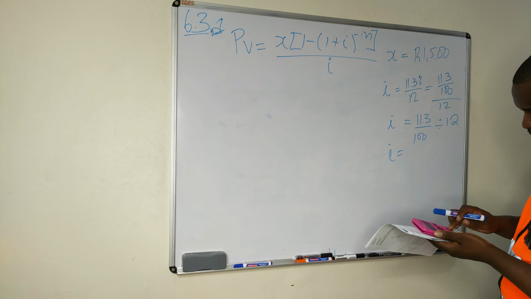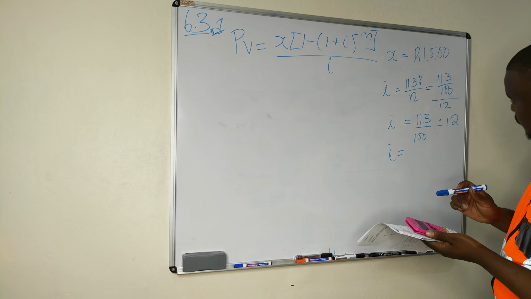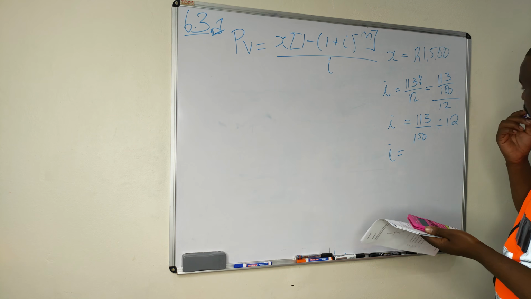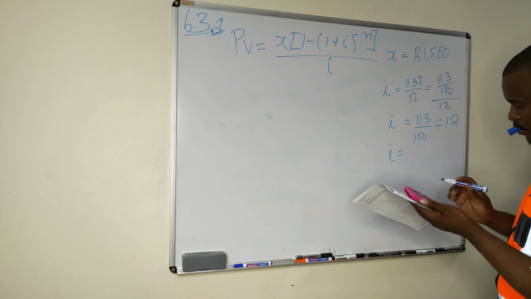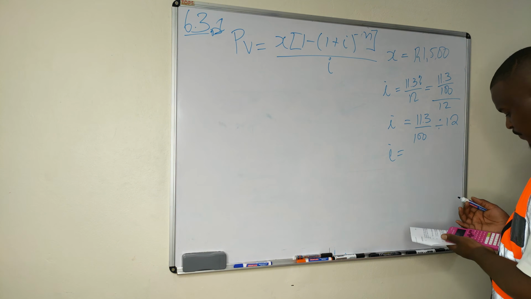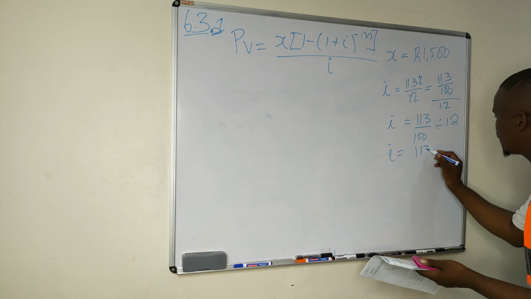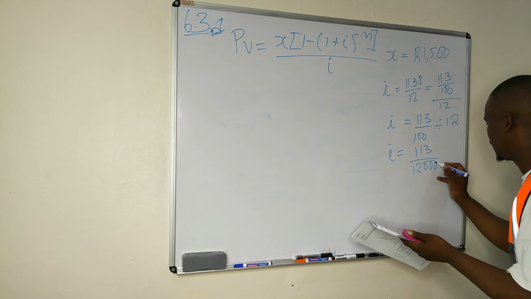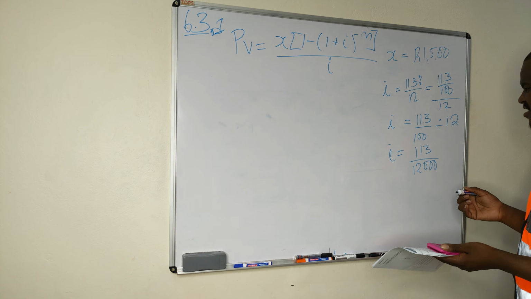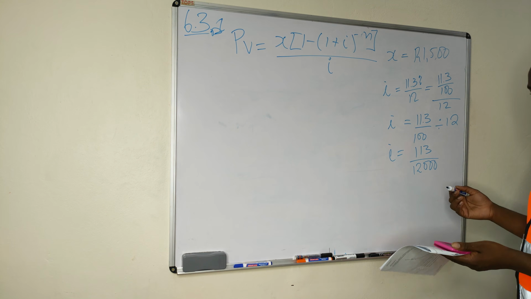So, this is bad. This doesn't look nice at all. So this is 113 over 12,000. This is what our I is. Doesn't look nice, but it is this.